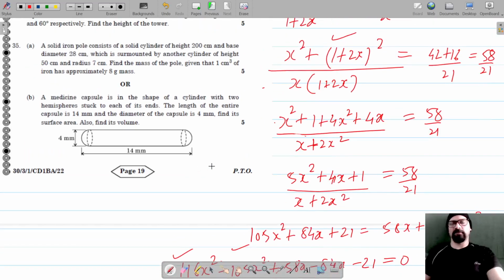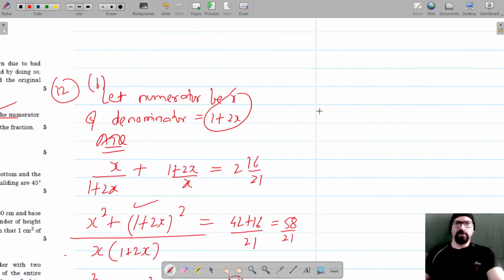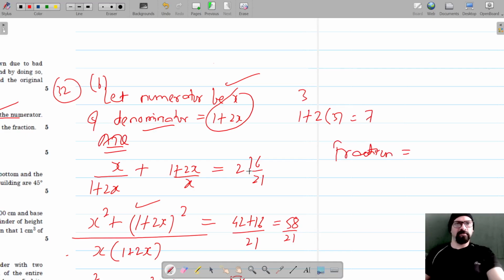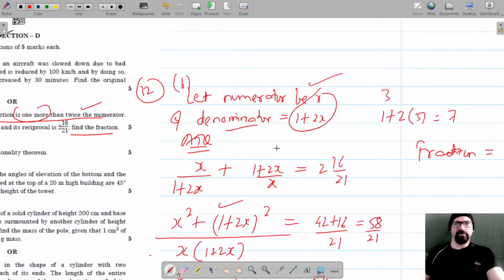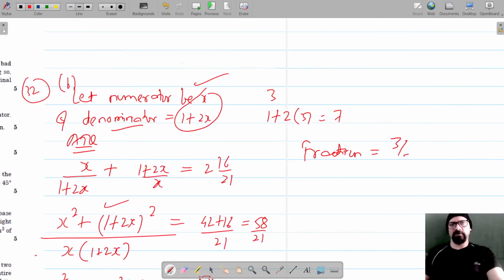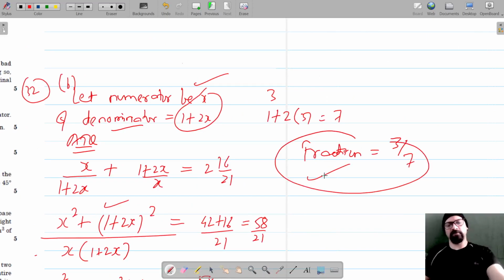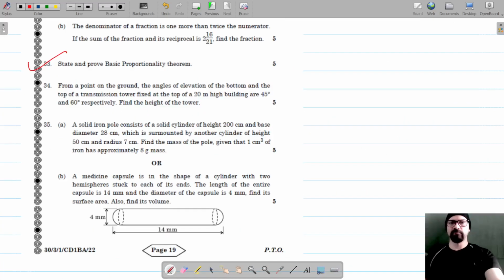So that means our numerator is 3, and denominator is 1 plus 2 into 3, which is 7. So the fraction is, we have to find the fraction. So the fraction is 3 by 7. So 3 by 7 is the fraction for this. Let's move on to the next question.